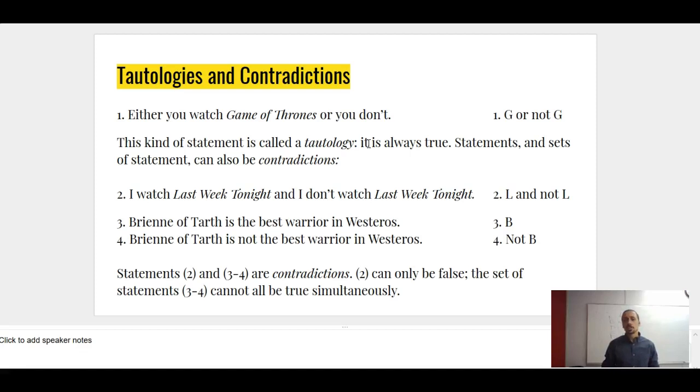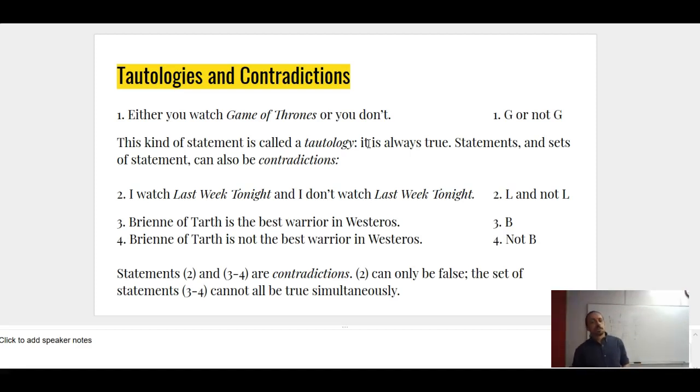Likewise with contradictions, they're always going to be false. I watch and I don't watch Last Week Tonight. So both of these can't be true simultaneously, therefore it's a contradiction. Now tautologies and contradictions are actually going to play an important role in our formal system. So I just want you to remember for now, a tautology is a statement that's always true, a contradiction is a statement that's always false.